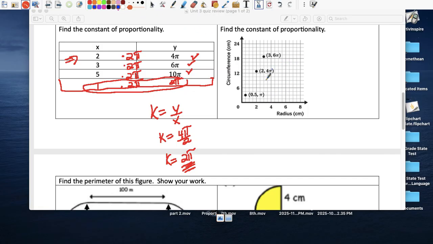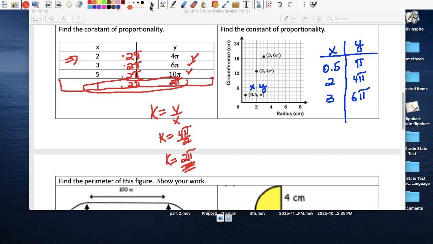This one, they have a graph, and they're asking you to find the constant of proportionality. So, you know what? Take the ordered pairs that are given to you, and let's put them on a table. So let's take this one here. In every coordinate, the x is your first, and the y is your second. So the x coordinate is 0.5, and the y coordinate is pi. Second coordinate, 2 and 4 pi, so let's write 2 and 4 pi. Third coordinate, 3 and 6 pi.